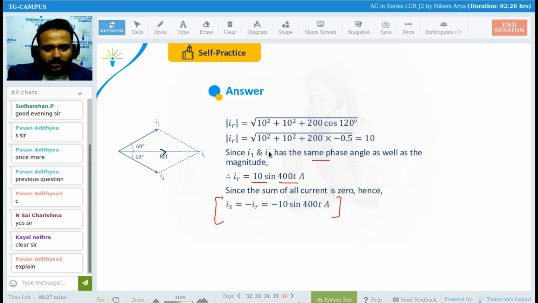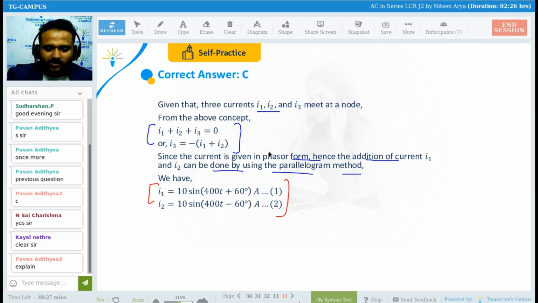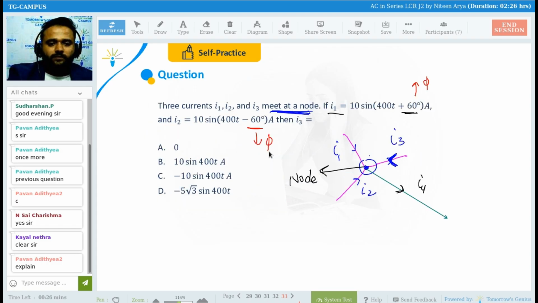So for this particular question, the correct answer is C, minus 10 sine 400 omega t. The correct answer is C here. Is this clear, beta, everyone? Or should I explain it again?